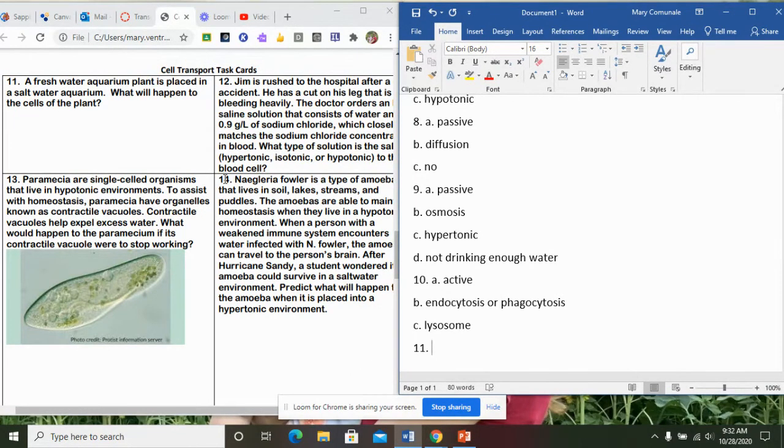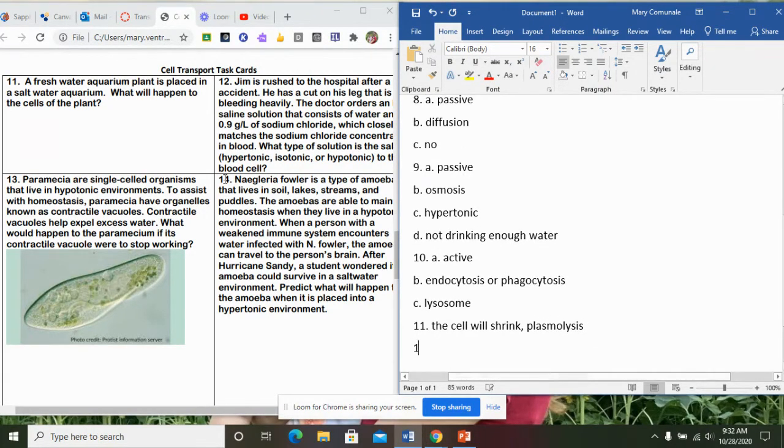A freshwater aquarium plant is placed in a saltwater aquarium. What will happen to the cells of the plant? So if the plant is freshwater, that means it does not have that many solutes inside of it. It doesn't have any sodium in there. So water is going to be chasing after the salt in the environment. The cell will shrink, and it's going to go through plasmolysis.